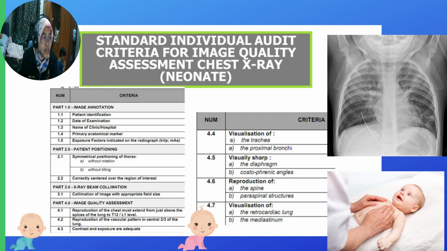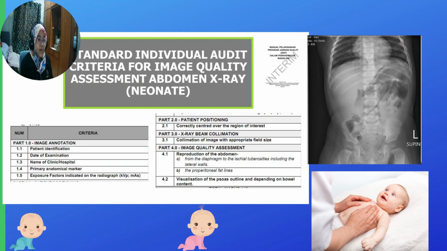Next is chest criteria for neonate. So this one I will not touch in detail about it. I just proceed to the next. And the next criteria in audit form in manual QAP is abdomen X-ray for neonate. So I will not go into detail about it, just to give you an idea what is audit criteria or assessment included in the manual QAP.